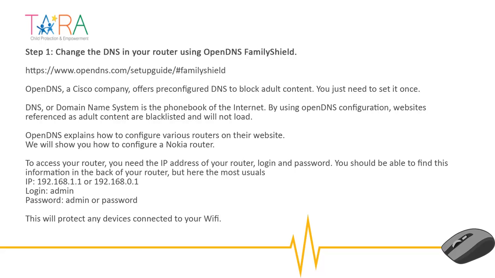The first thing we have done is change the DNS in our router using the DNS offered by OpenDNS Family Shield. OpenDNS is a Cisco company and it offers pre-configured DNS to block adult content. You just need to set it once. DNS are kind of the phone book of the internet. If you are using the configuration of OpenDNS, the websites referenced as adult content will be blacklisted and will not load. On the website of OpenDNS, you can see how to configure various routers, and we will show you in the video how to configure our own router, which is a Nokia.